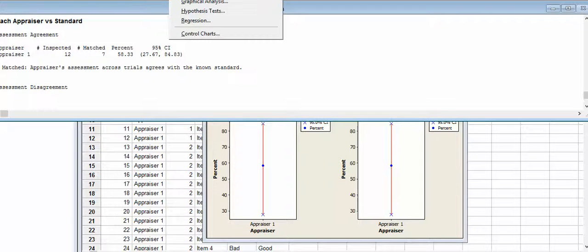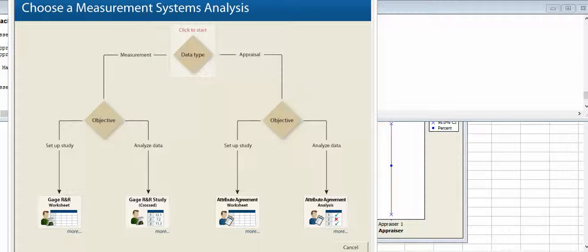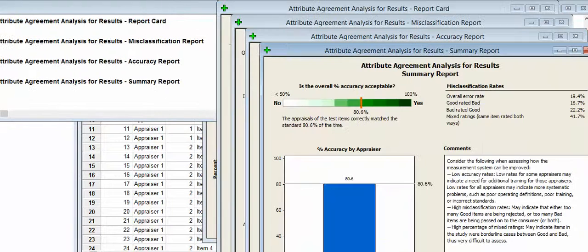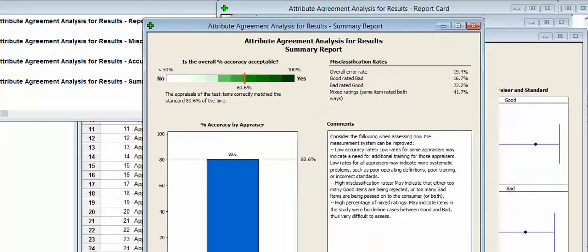Now in Minitab we can use measurement system analysis for attribute Gage R&R, and we'll populate the fields according to this example, and we will select here for the value of good acceptable items, the value good. That's how we call them here in the standard, good. Click OK, and Minitab will calculate a lot of data automatically.